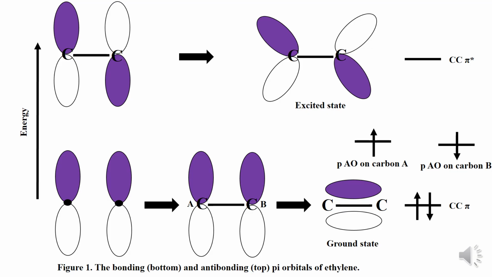Here's one more figure representing the bonding and antibonding pi orbitals of ethylene. Now in the ground state, you can see that the p atomic orbital on carbon atom A and the p atomic orbital on the carbon atom B overlap with each other, and this results in formation of bonding pi orbitals in case of ethylene. This is in the ground state. This is by effective overlapping of the p orbitals on adjacent carbon atoms A and B.